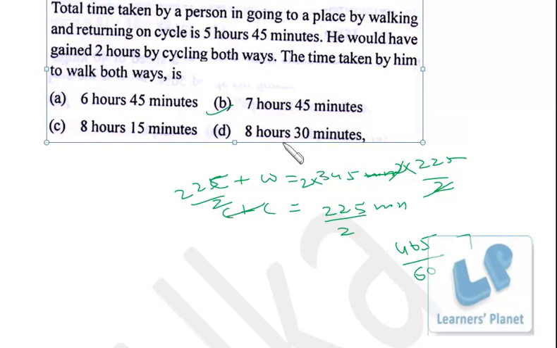Okay, I'll just go for a quick recap. See, if we walk plus cycle, that's 345 minutes. Then if he cycles plus cycles, it is taking 225 minutes. So one way cycle will be 225 by 2. So I put 225 by 2 over here, so I'll be able to get one way walking. So two way walking will be double of that.